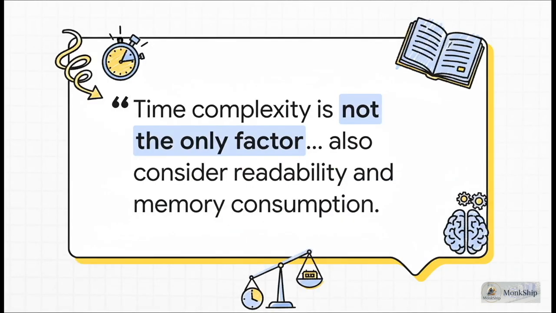But, and this is a really important but, it's also crucial to keep some perspective. As this quote says, speed isn't everything. It's just one piece of the puzzle. You also have to think about things like, how easy is this code for my teammates to read and understand? And how much memory does it use? Sometimes a slightly slower algorithm that's much simpler is actually the better choice.